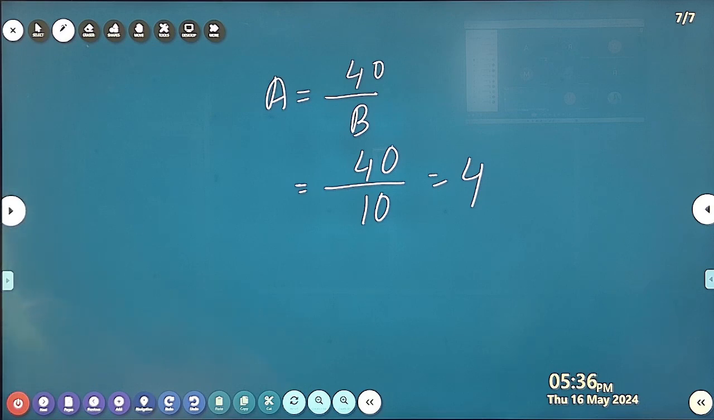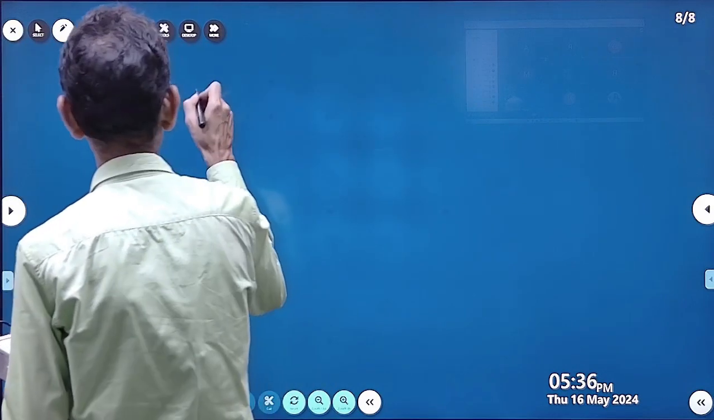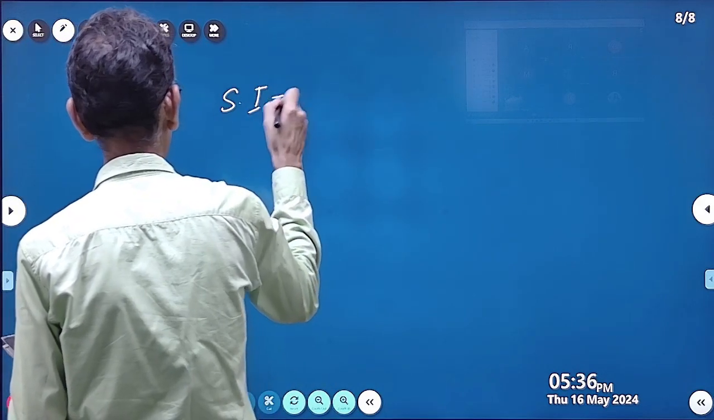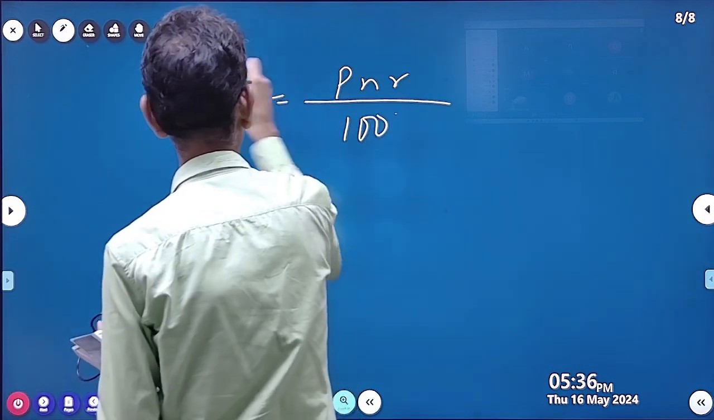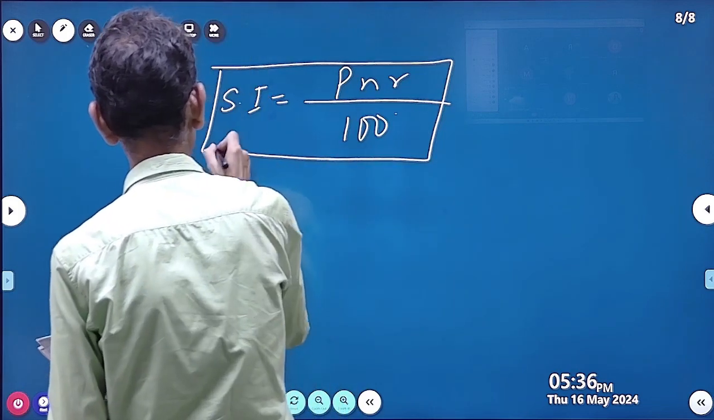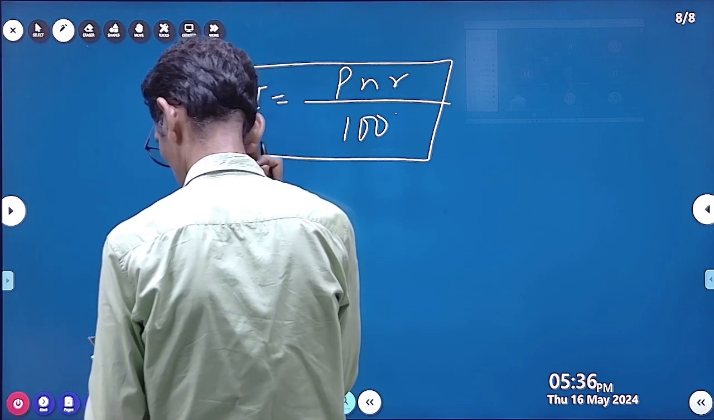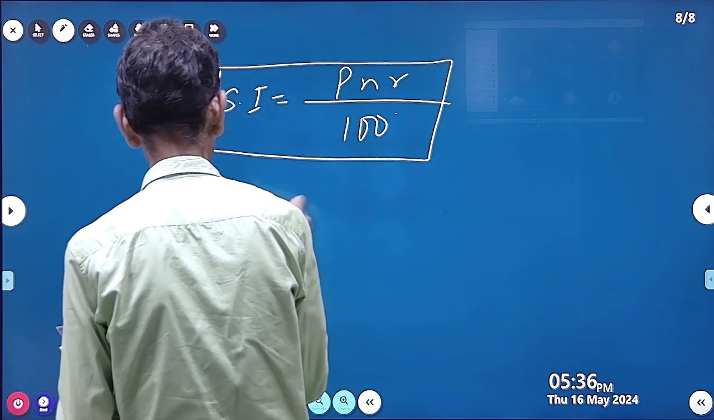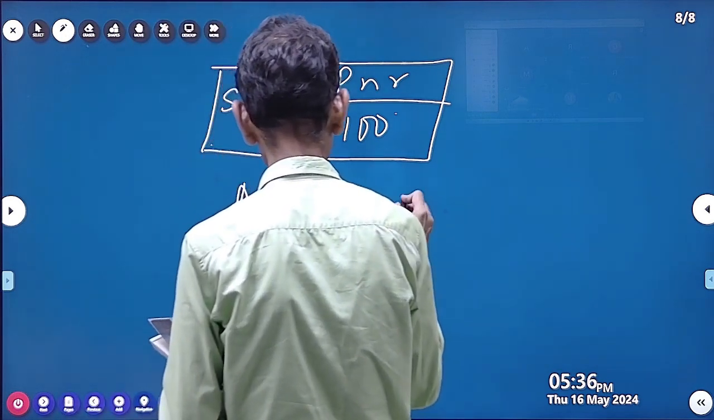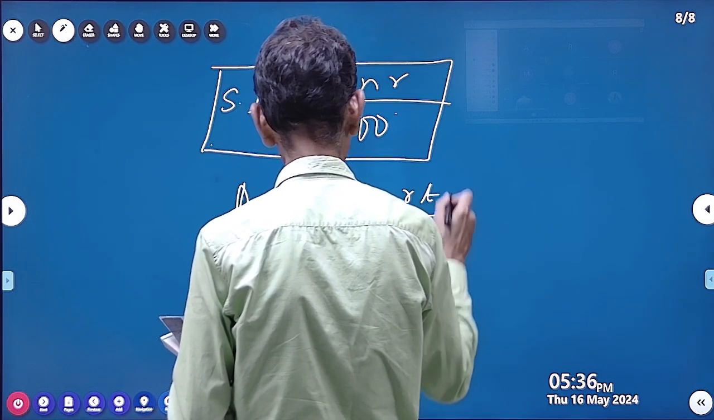Amount formula, right? Okay, simple interest is PNR by 100, right? We know this. And we know this amount formula: P into 1 plus RT by 100. Do you know this?